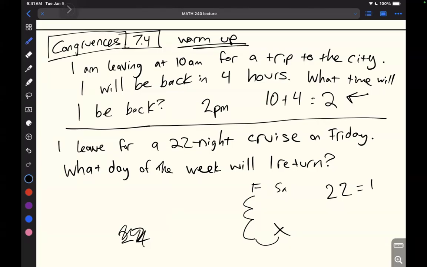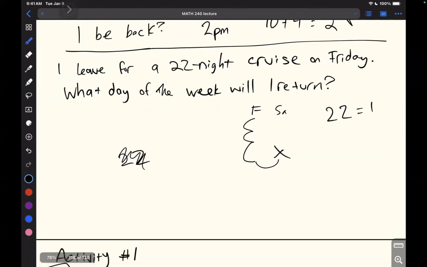But if I leave at 10 p.m. for a 4-hour trip, even if I use 24-hour time, I am still getting back at 2 a.m. So what's the deal there?